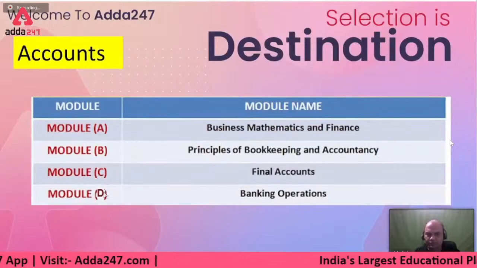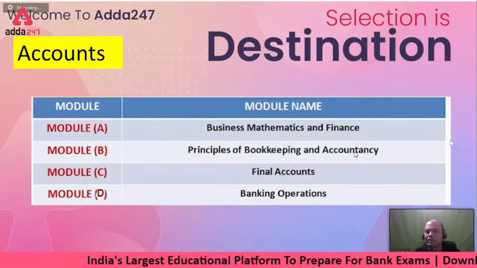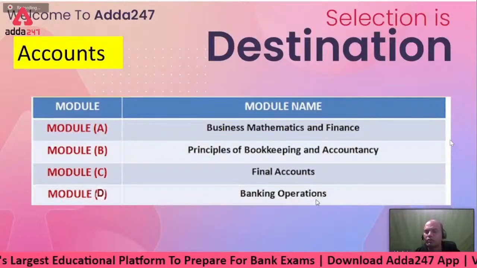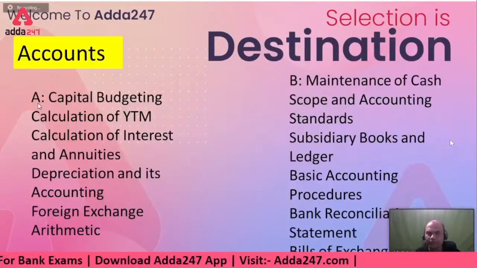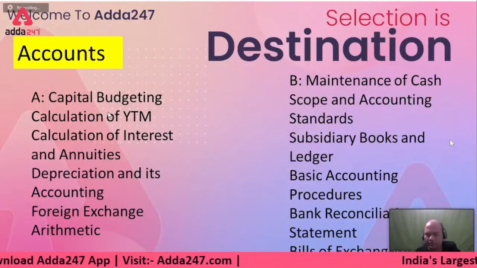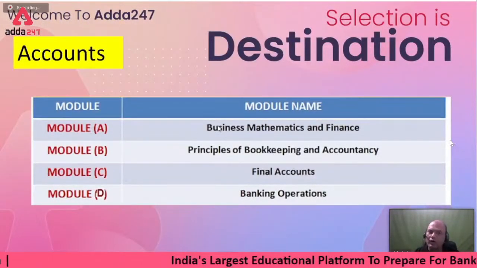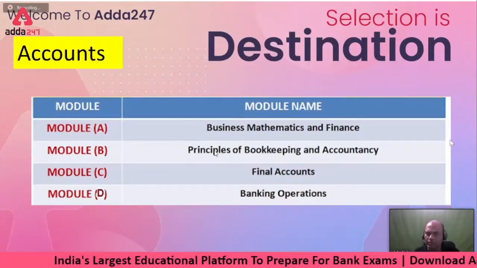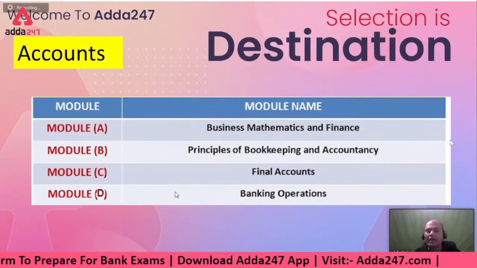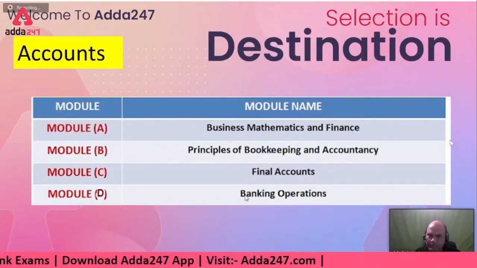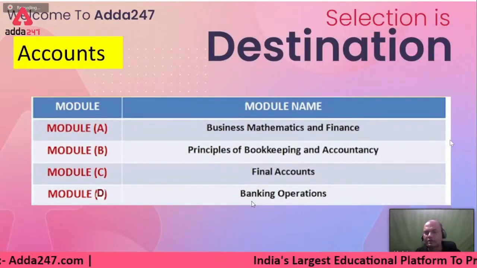Next is accounts. In accounts, we have 4 modules: business mathematics and finance, principles of bookkeeping and accountancy, final accounts, and banking operations. We'll see each one by one. Module A is business mathematics. To be frank, module A is not related to your daily banking. Module B is related to your daily banking, C is related to your daily banking, and D is just a theory part. Banking operations is all full theory. We will cover it through and through.